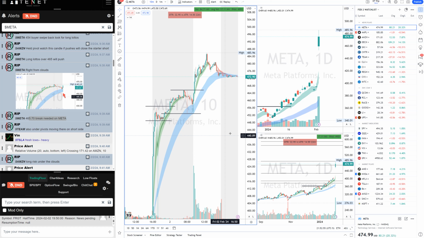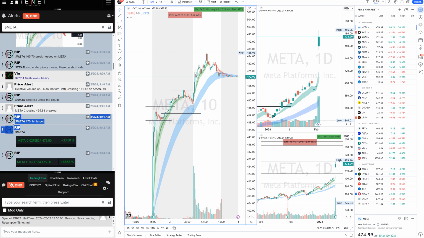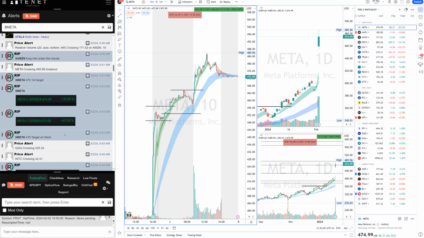Follow the system. I told everybody, if 466 breaks, we are going to 480 today. And that's why I took the Lottos. 474 was my first target. I added 475 Lottos. And just to teach my traders, I showed them that I'm actually trading Meta with them, just to show how I hold till the target.